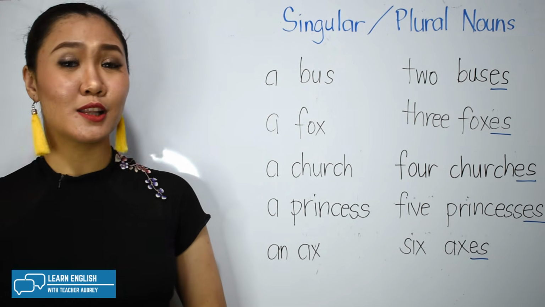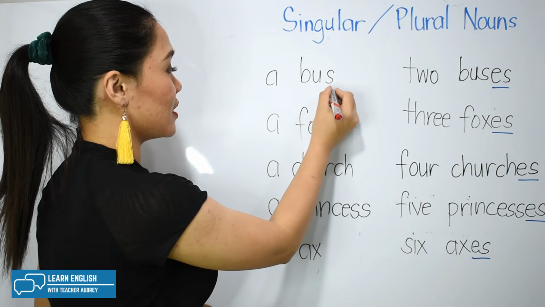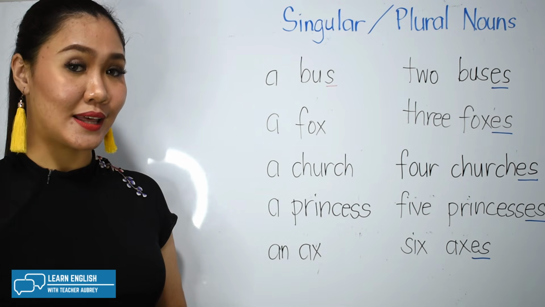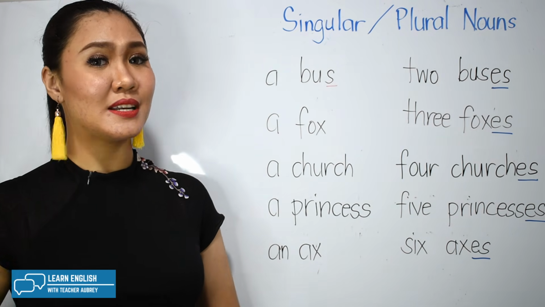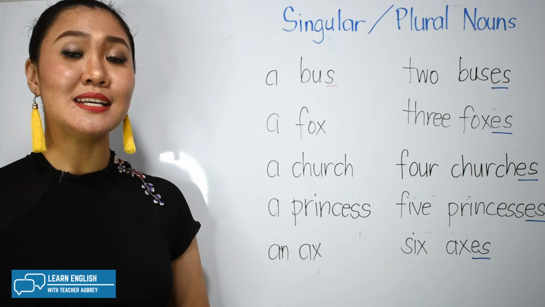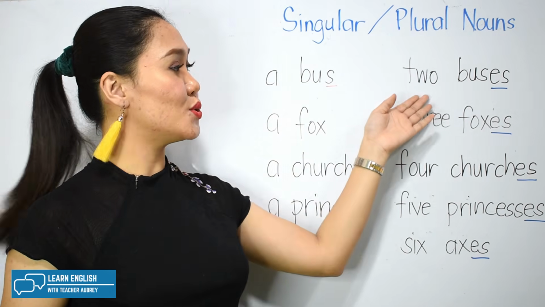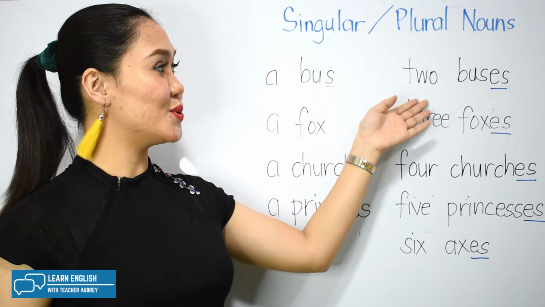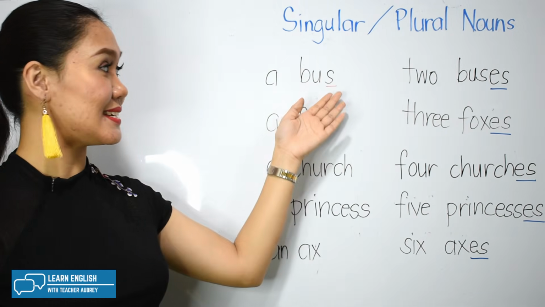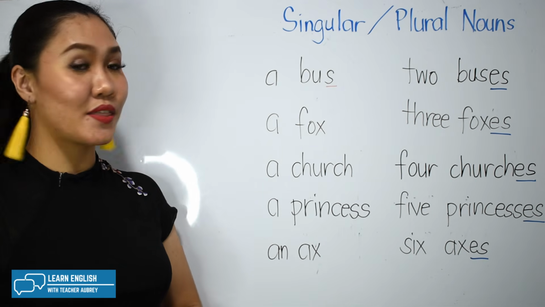Now let's take a look at their last letter. The word bus ends with the letter S. So if a noun ends with the letter S, to make it plural, we need to add es. That's why it becomes two buses. We added an es because it ends in the letter S. That's it.